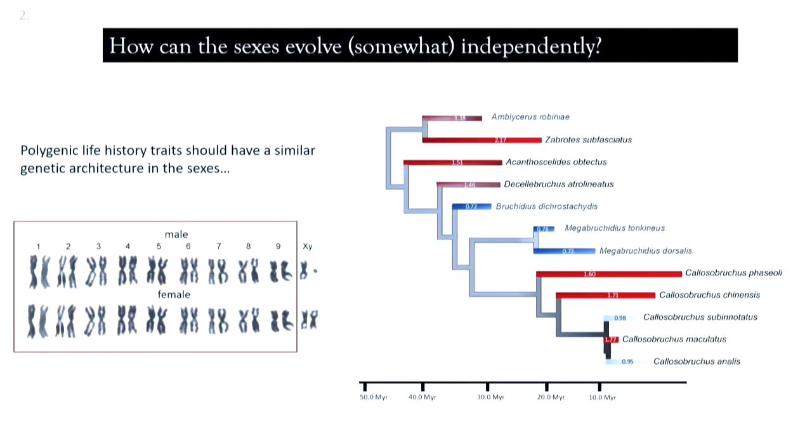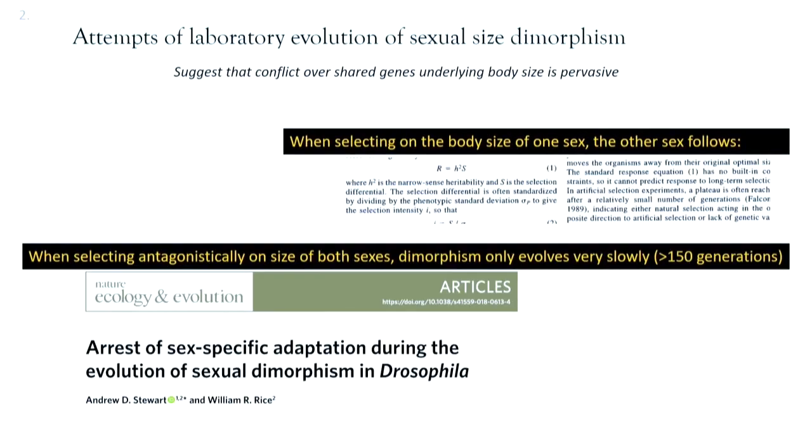So males and females share most of their genome. They are, in this system, XY species. This shows the karyotypes, and polygenic life history traits are, of course, traits where we expect to see this interlocus sexual conflict being more prominent, because the males and females should share most of the genetic architecture for such traits. And in fact, when people have tried to artificially select on body size in order to try to create some sex differences, it has turned out to be quite a hard thing.